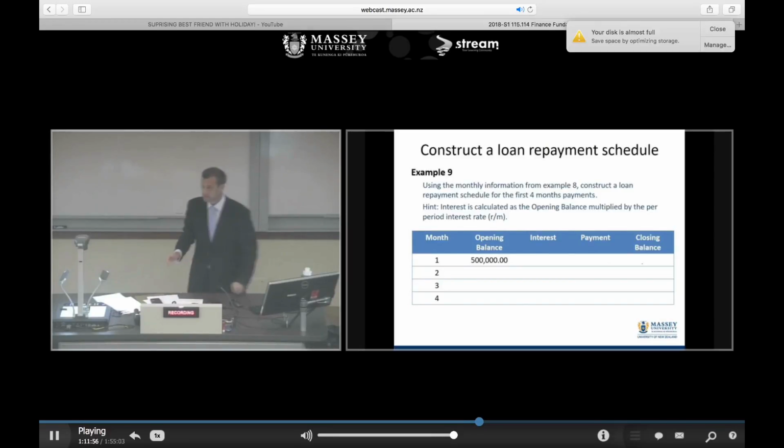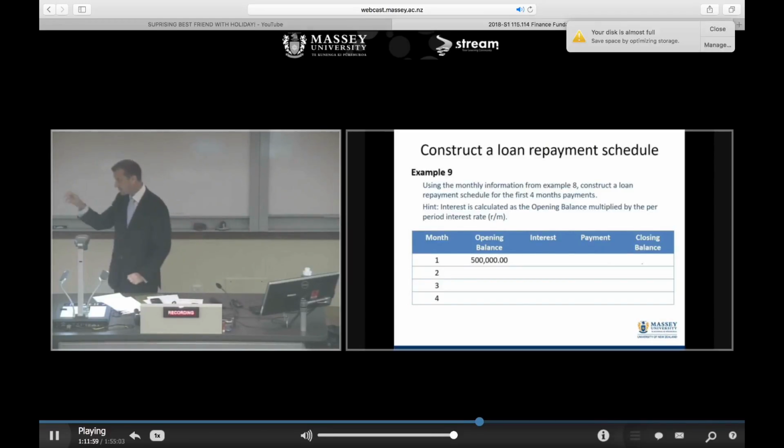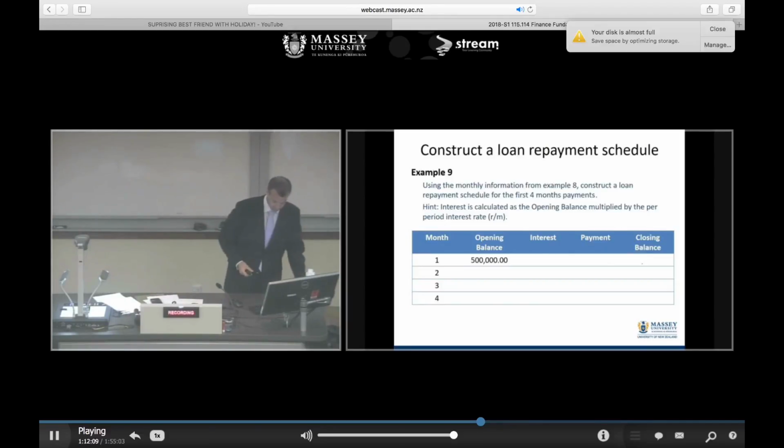Which means if we went to month 4, that's how much we would have to pay if we rocked up to the bank and said, hey, just won lotto last night, here's your money for the loan, don't want it anymore.